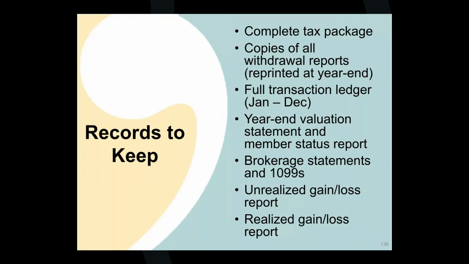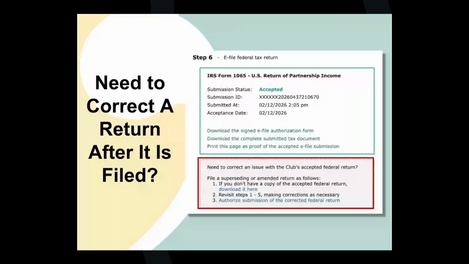Another new feature in bivio is the opportunity to e-file a superseding or amended return with the IRS. Some clubs find they need to correct a previously filed return after they receive a corrected 1099 from their broker. You can click the link below the return's acceptance information in step 6 on the bivio taxes page to begin.